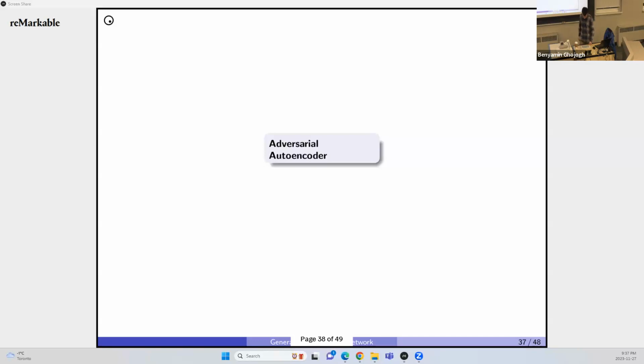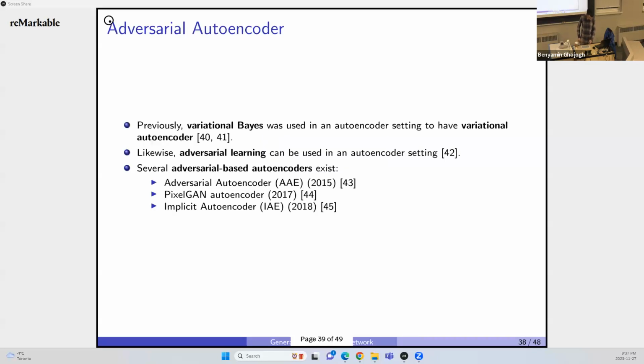Now let's see adversarial autoencoder. Previously, variational Bayes was used in an autoencoder setting to have a variational autoencoder. Unfortunately, there was no time in this course for me to cover variational autoencoders. In the previous semester, I covered them in statistical machine learning, and I also covered variational inference. Feel free to watch those if you would like.